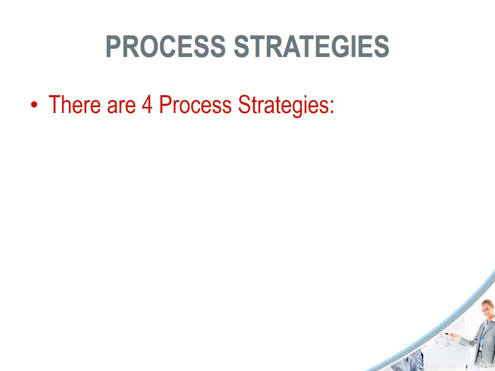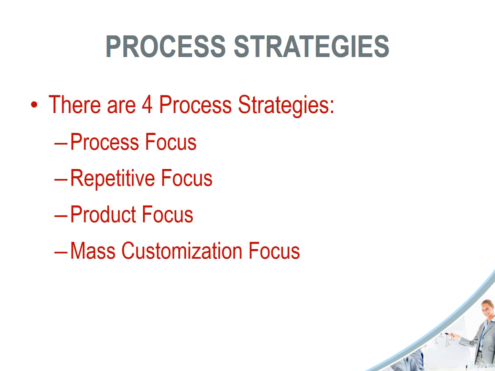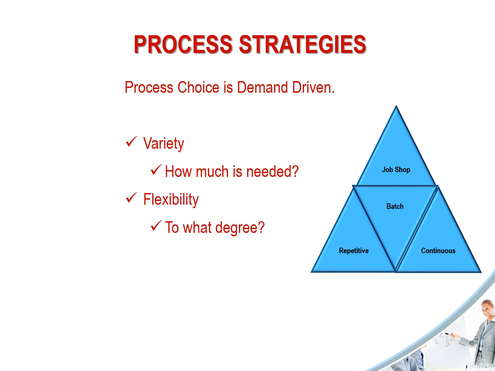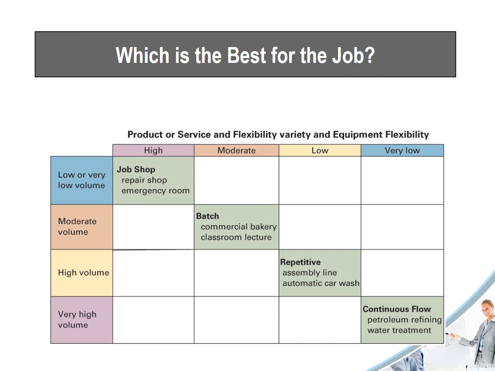There are four process strategies: a process focus, a repetitive focus, a product focus, and a mass customization focus. Process choice is demand driven. For instance, variety. How much is needed? Flexibility. To what degree do we need to be flexible? How much output do we need to produce? So, which is the best for the job?